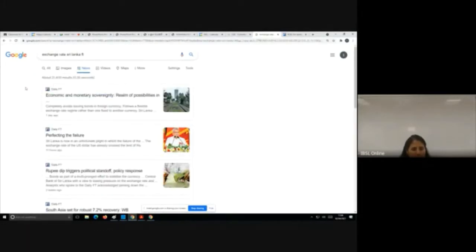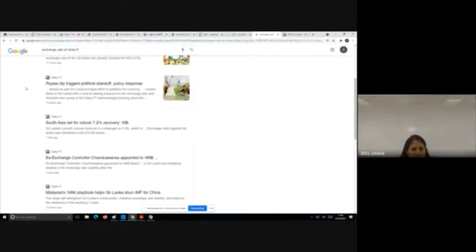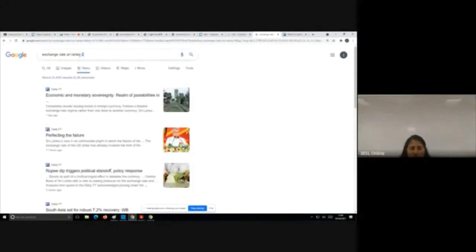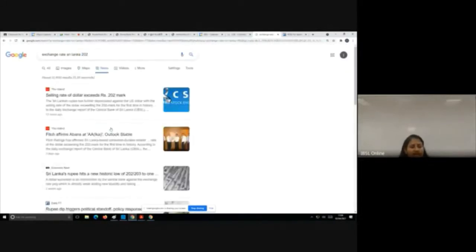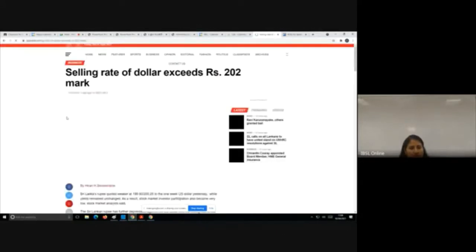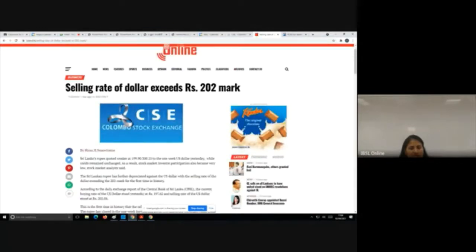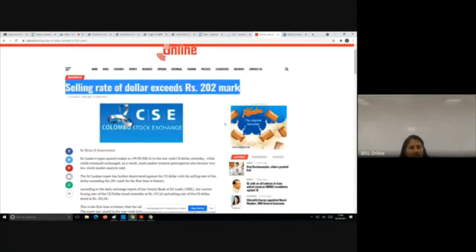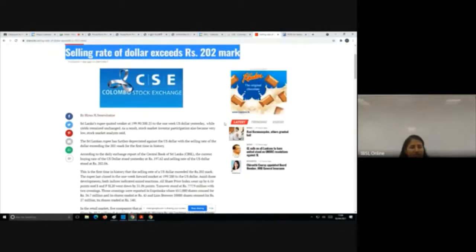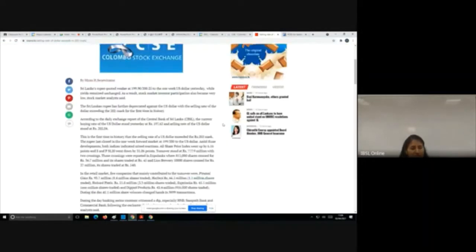I'm not able to see that article. There was an article on how we hit 202 rupees. Yes. 12 hours ago, when the dollar continuously hit this mark, it's alarming. This is the first time in history that the selling rate of a dollar exceeded the 202 mark.